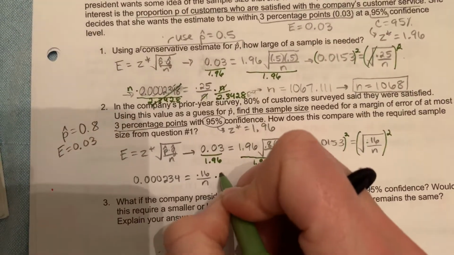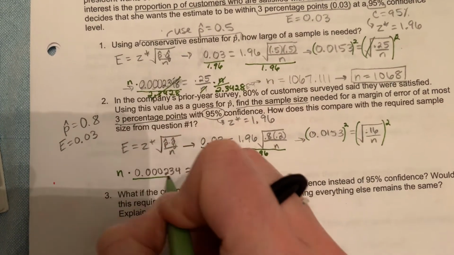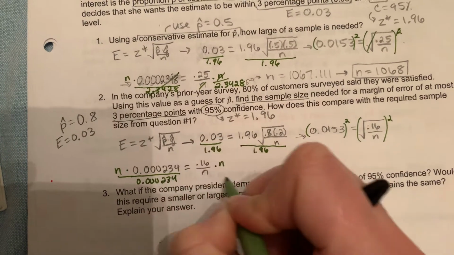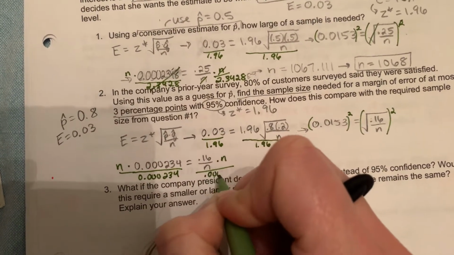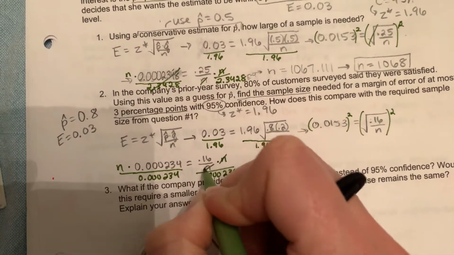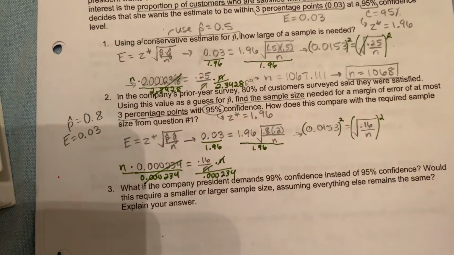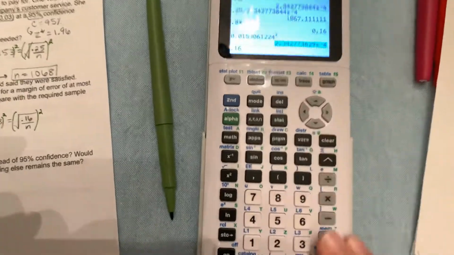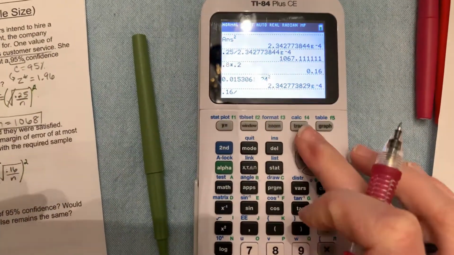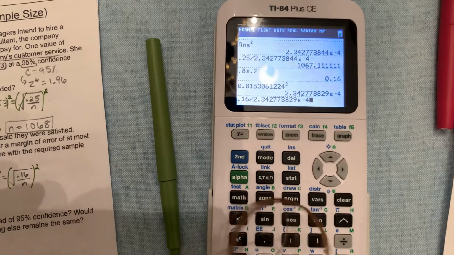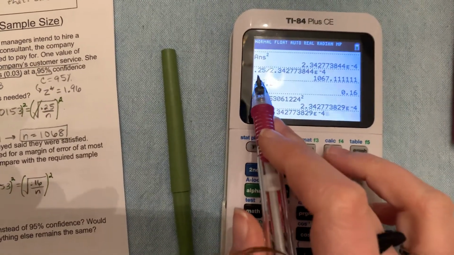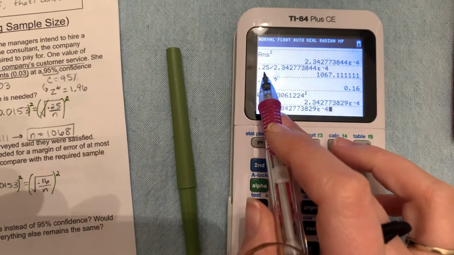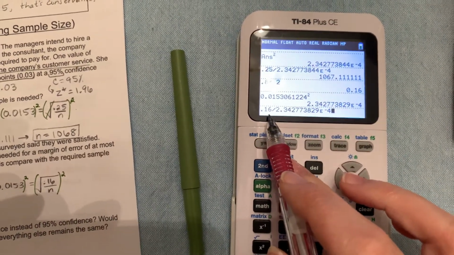Again, I'm going to multiply by n on both sides and divide by this 0.000234 on both sides. My n's cancel, that number cancels, and I have to take 0.16 divided by all of that. So notice it's only different from our previous calculation in that we had 0.25 when we used p hat equal to 0.5, and now we have 0.16 when we use p hat equal to 0.8.